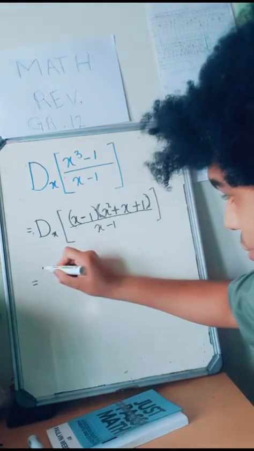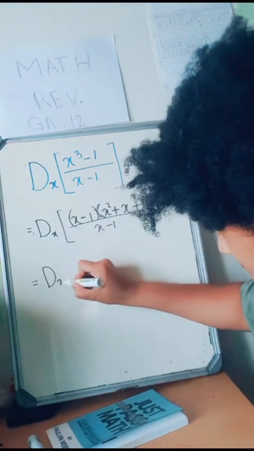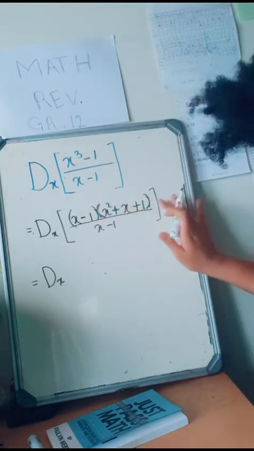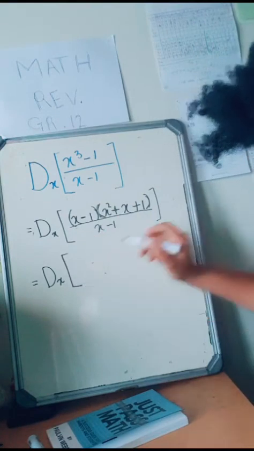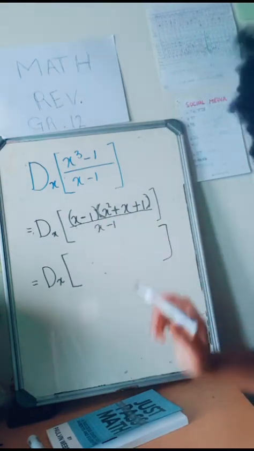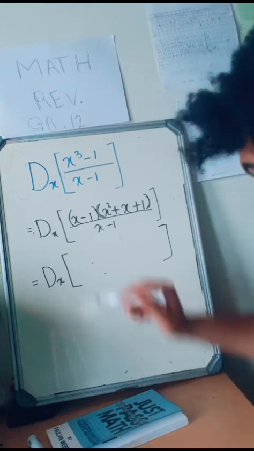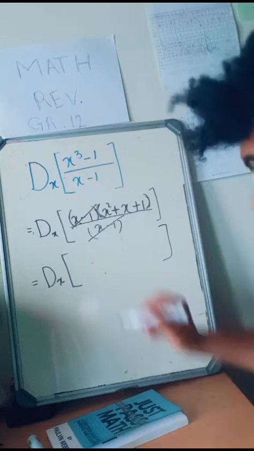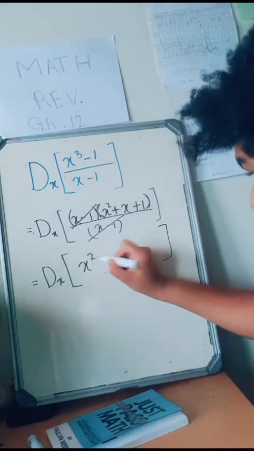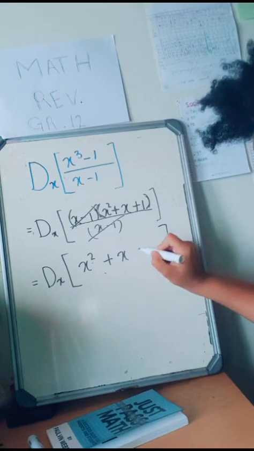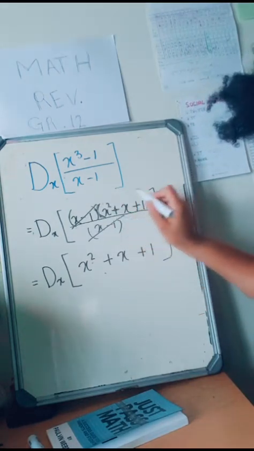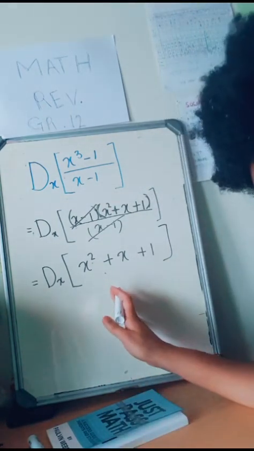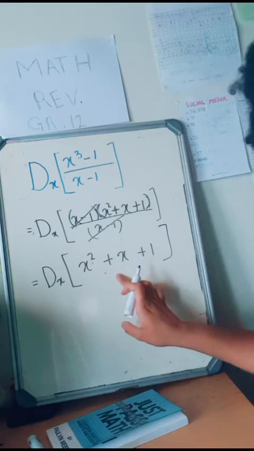Equal to, as you can see, I'm still writing the d subscript x down. I'm not deriving because I'm still simplifying between the square brackets. That means it's going to be much easier to derive this because this and this are going to cancel. Then we are only left with x squared plus x plus 1, which is this bracket here. Now it's much easier to derive. Challenging to derive, much easier to derive.